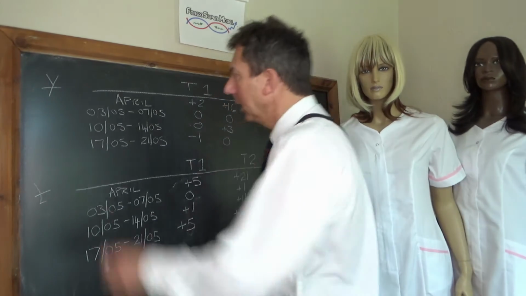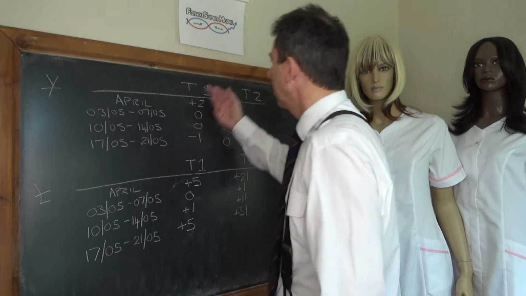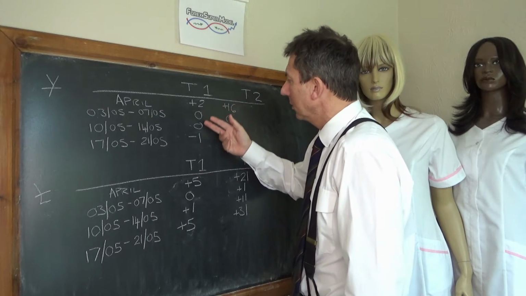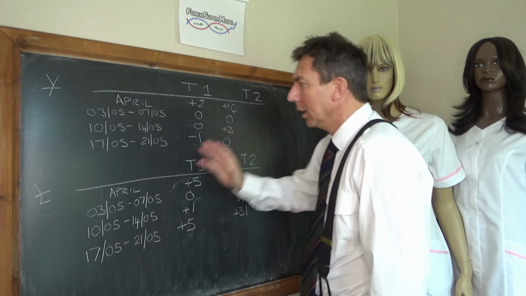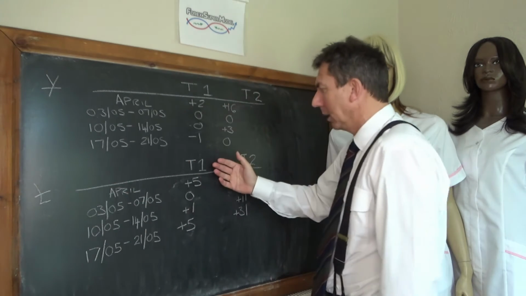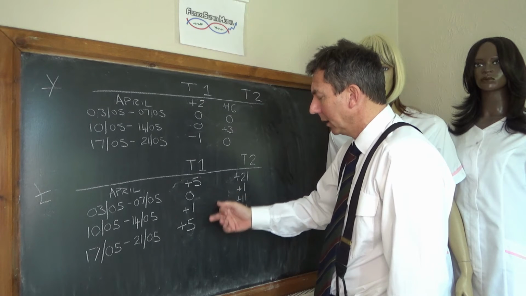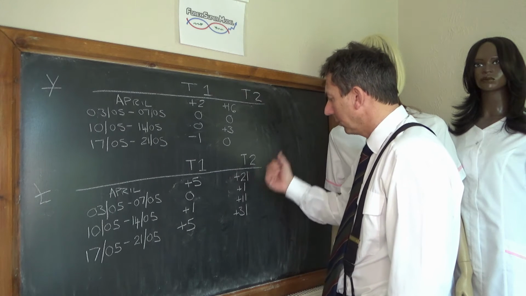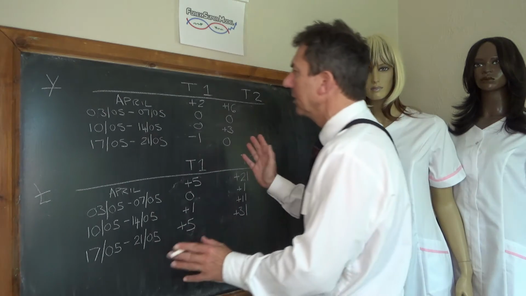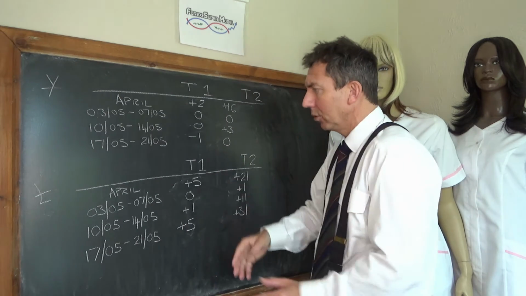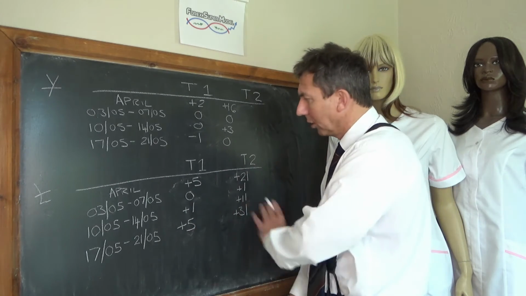Right, we're back. Yen, JPY, Pound, GBP. Right, Yen then, tier 1 plus 2, 0, 0, minus 1. Tier 2 plus 16, 0, plus 3, 0. Pound, tier 1 plus 5, 0, plus 1, plus 5. Tier 2 plus 21 for April, plus 1, plus 11, plus 31. So the big takeaway from this is the yen is sort of fairly neutral, and the pound is actually romping away. Very, very strong.